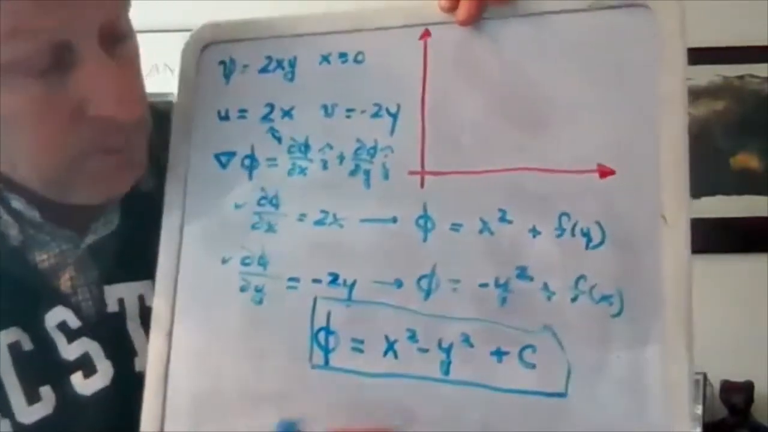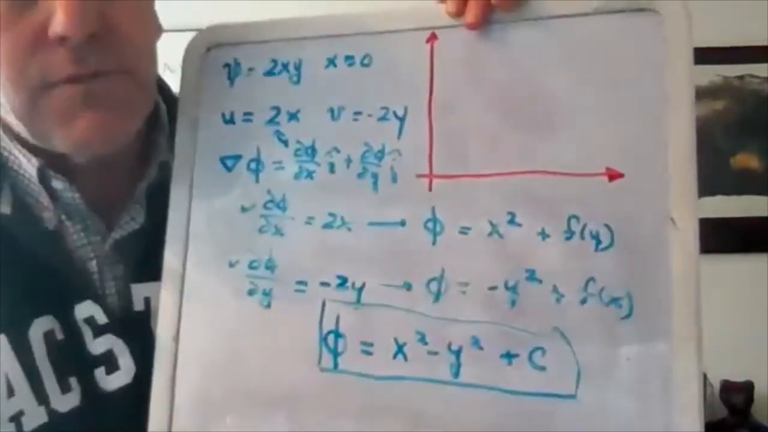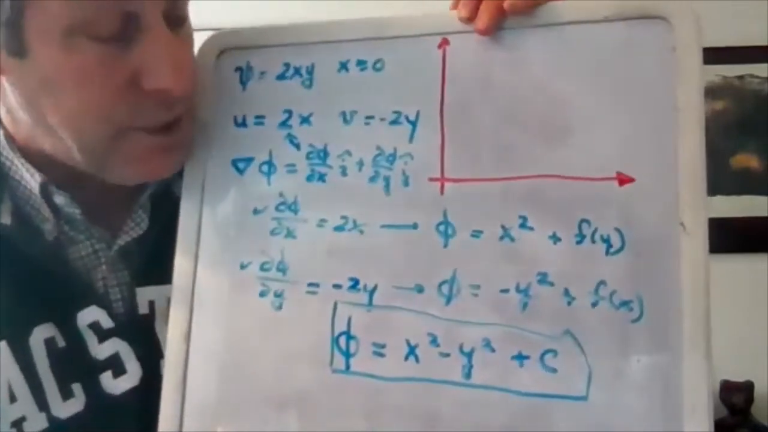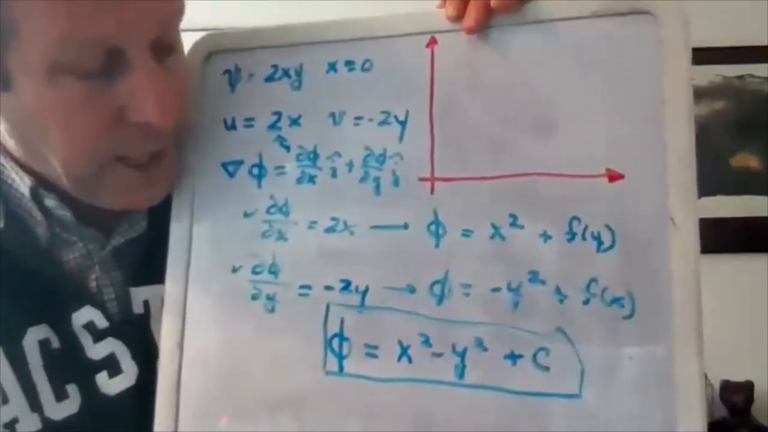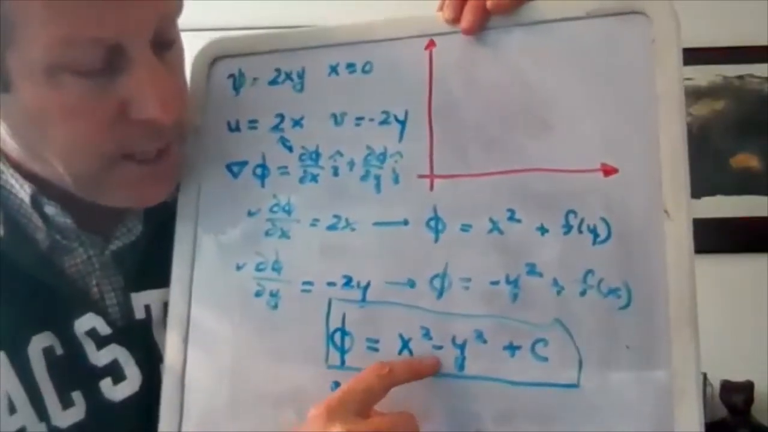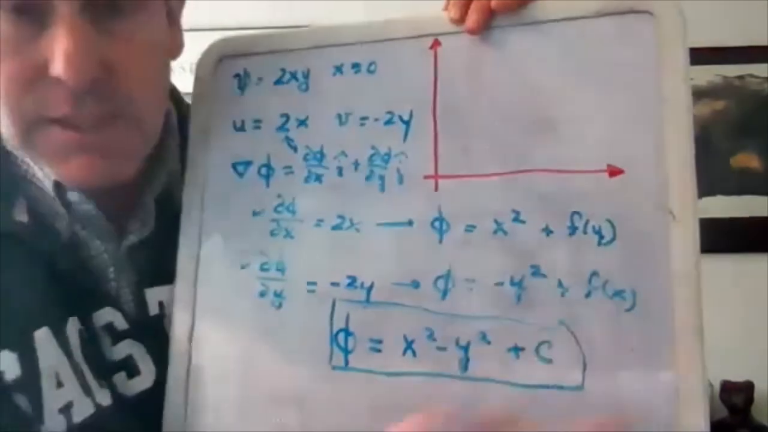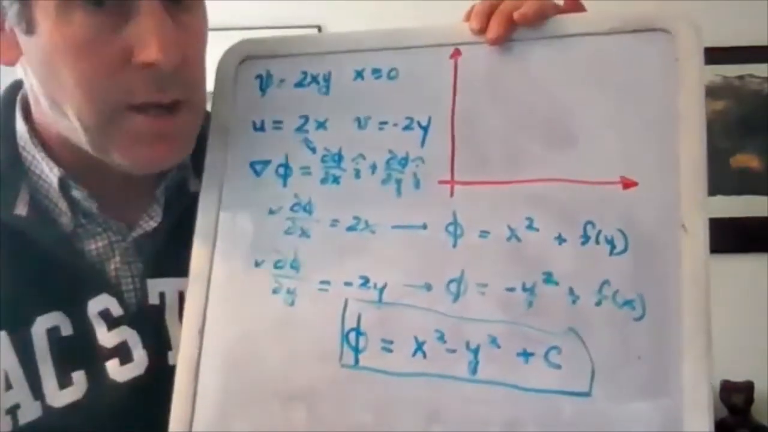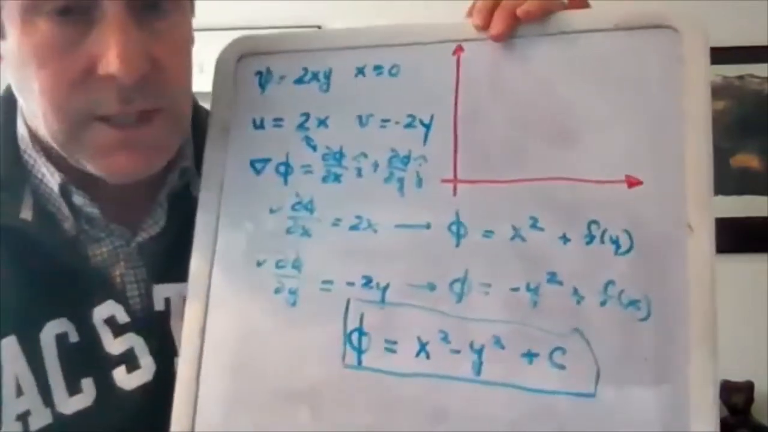All right, we want to graph that velocity potential function up there, but strictly speaking, that's ambiguous. That's not a clear instruction. We want to graph lines where this function is constant. So x squared minus y squared plus c is equal to some other constant. And that constant is arbitrary. We want to pick constants that are convenient.